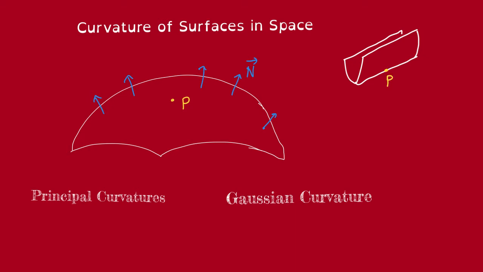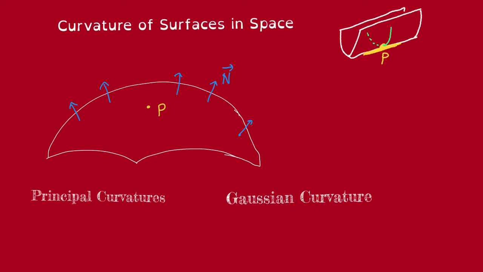For example, let's look at this picture. We can think of this as a folded piece of paper. Then at this point P, in this direction, the surface is flat. There's no curving. However, in this direction, the surface is curved. So it makes more sense to associate a curvature for each direction at P.